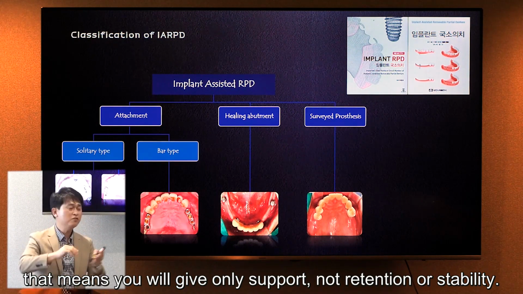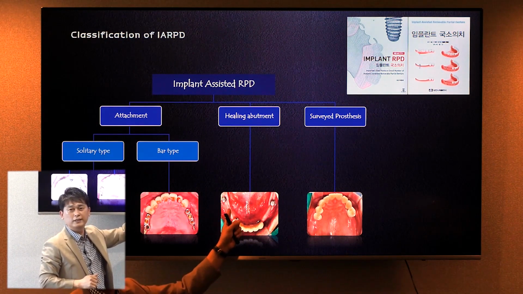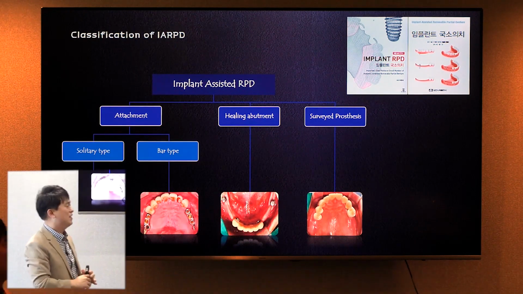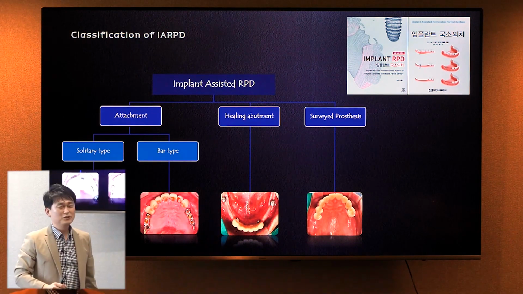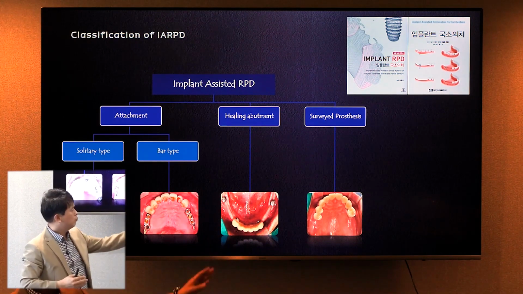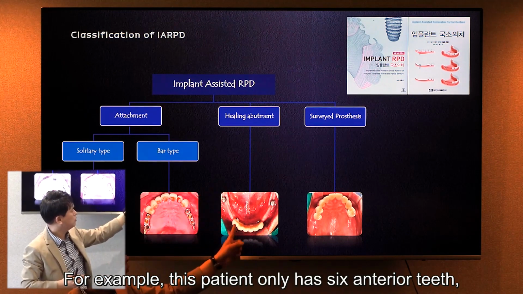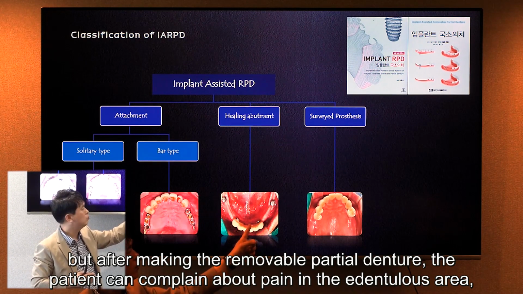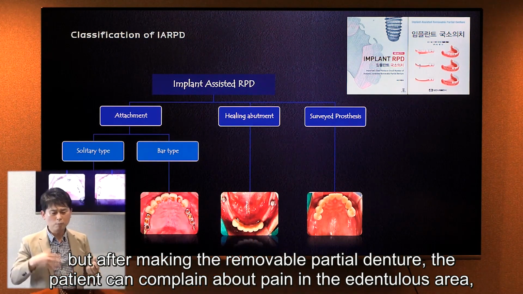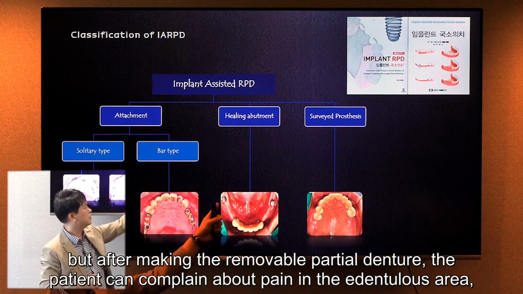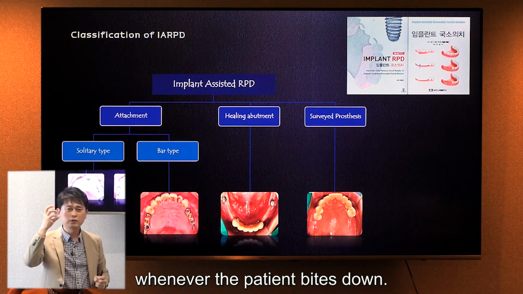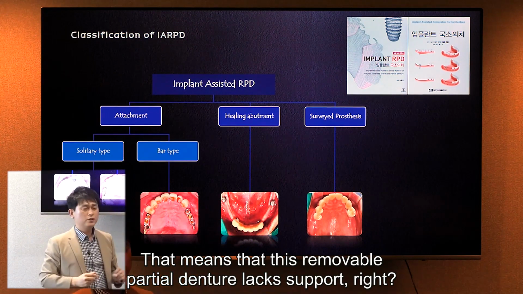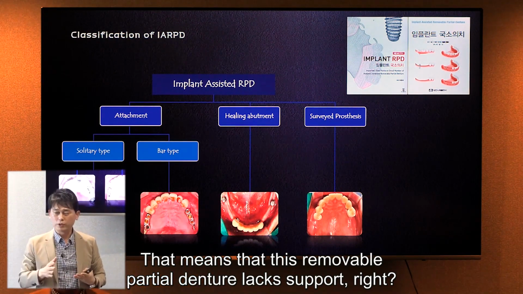Support, not retention, not stability. Do you understand? Yes. Thank you very much. Anyway, for example, this patient has only six anterior teeth, but after making the removable partial denture, the patient complained about pain in the edentulous area whenever the patient bites. That means this removable partial denture has a lack of support, right?